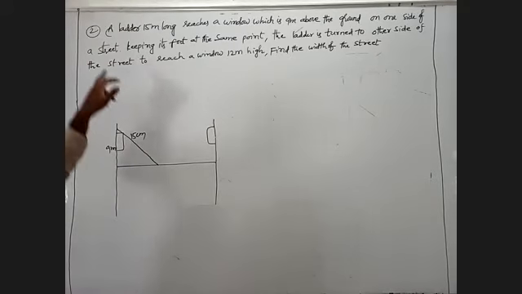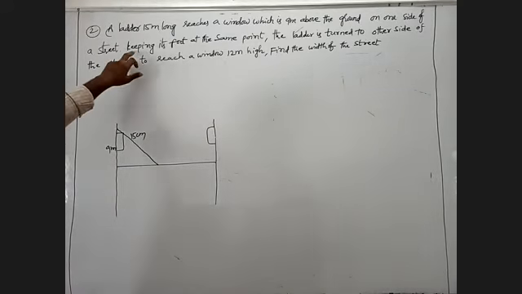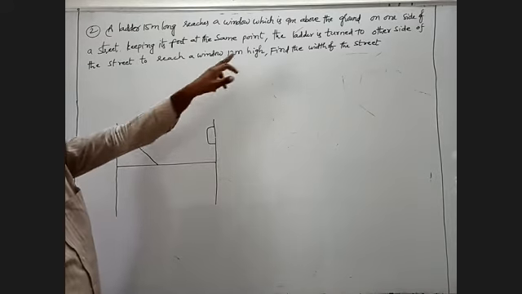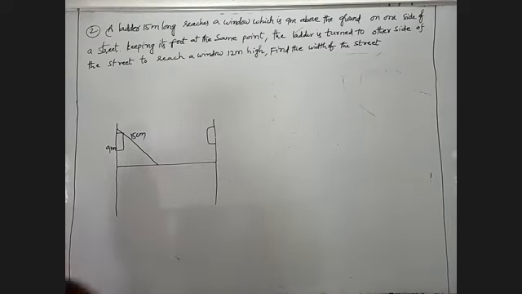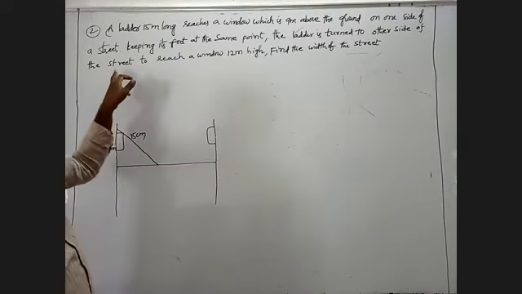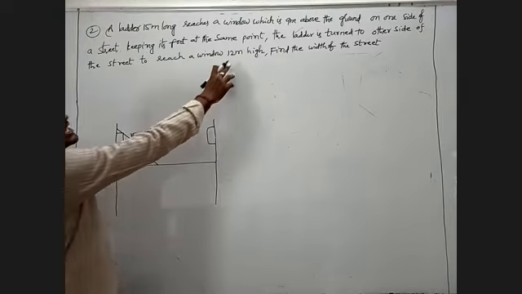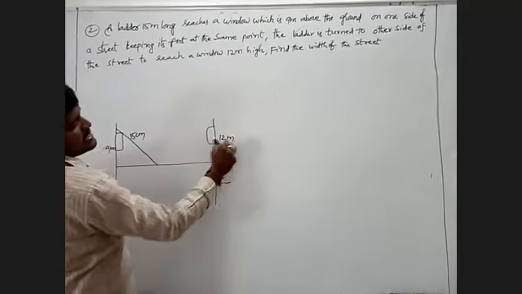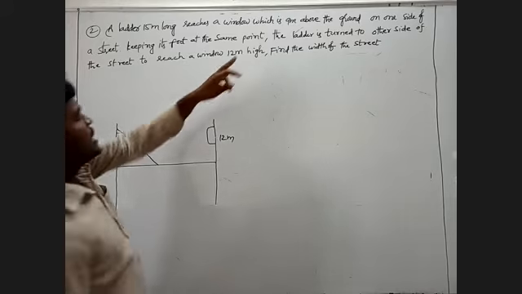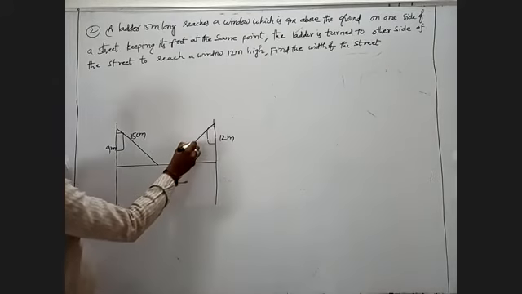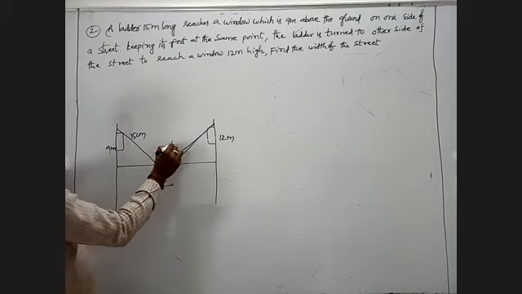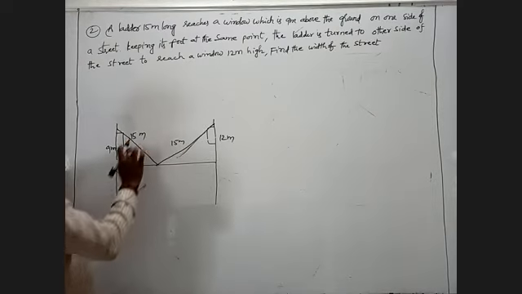Again we will observe one more statement also given: keeping its foot at the same point, the ladder is turned to the other side of the street. On the other side of the street also we will draw a ladder and the given reach is 12 meters height. Same point means here also the ladder will take 15 meters.